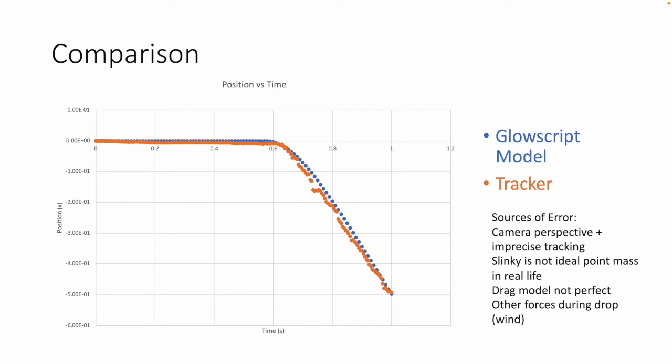For example, some sources of error are the camera's perspective, the slinky is not an ideal point mass, the drag model could have been inaccurate, and there also could have been other forces during the drop, such as wind.